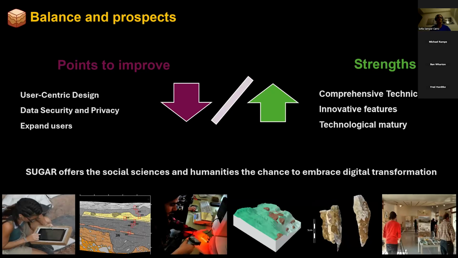So our current goals are to expand our user base and enhance ease of use and virtual interfaces based on the feedback we get from users. So Sugar enables the social sciences and humanities to embrace this digital transformation. And we hope that this software will enhance data management within the sector of archaeology, in our case, and set the stage for future collaborations that will transform the global handling of data.